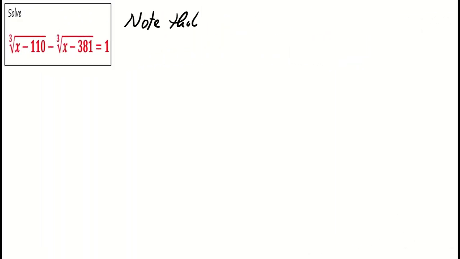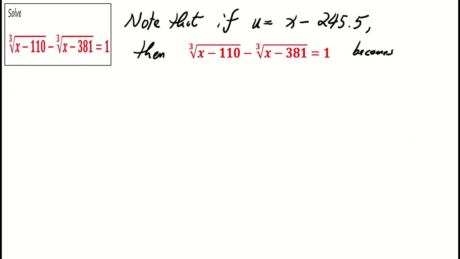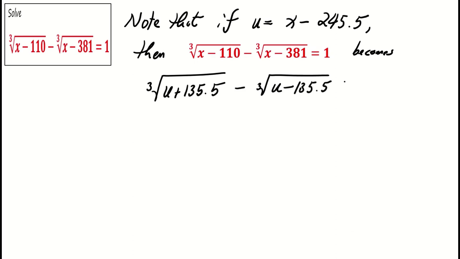Before we dive into solving the problem, let's make an interesting observation. If u equals x minus 245.5, the original equation transforms into the cubic root of u plus 135.5 minus cubic root of u minus 135.5 equals 1. What's special about this transformation?